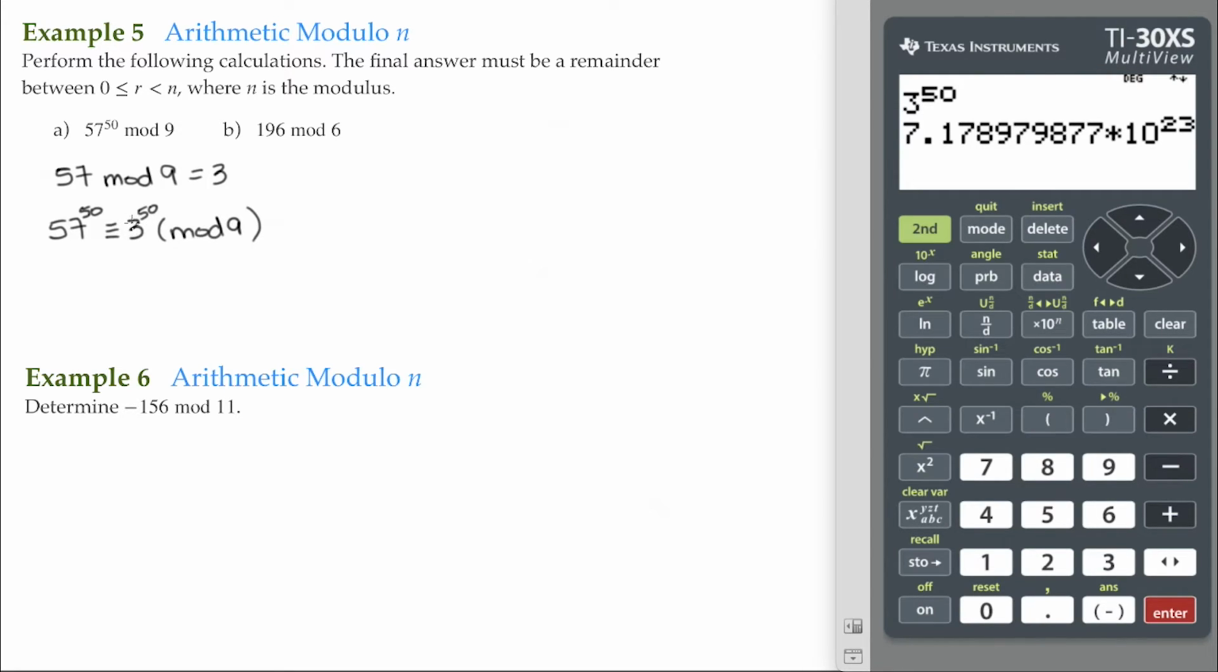But I could rewrite this as 3 squared to the 25th power. Using our understanding of exponents, 2 times 25, that's 50, so we can write it like this. Mod 9. So we're just breaking it up like we did for that previous example. And 3 squared, that's 9. So this is 9 to the 25th power.